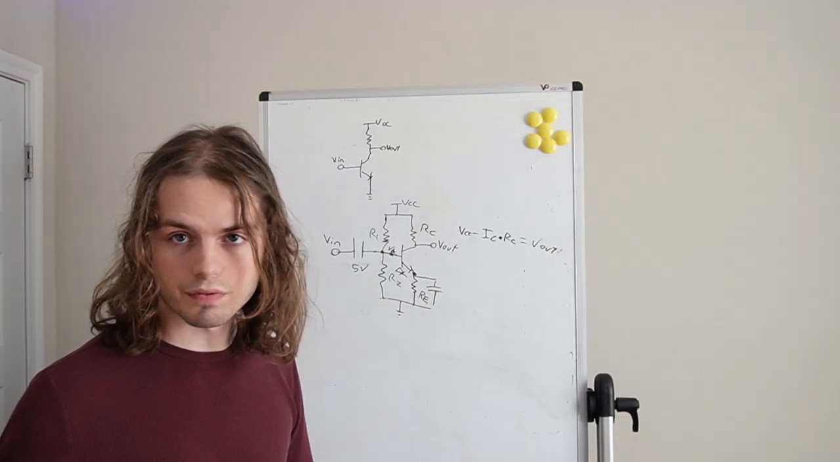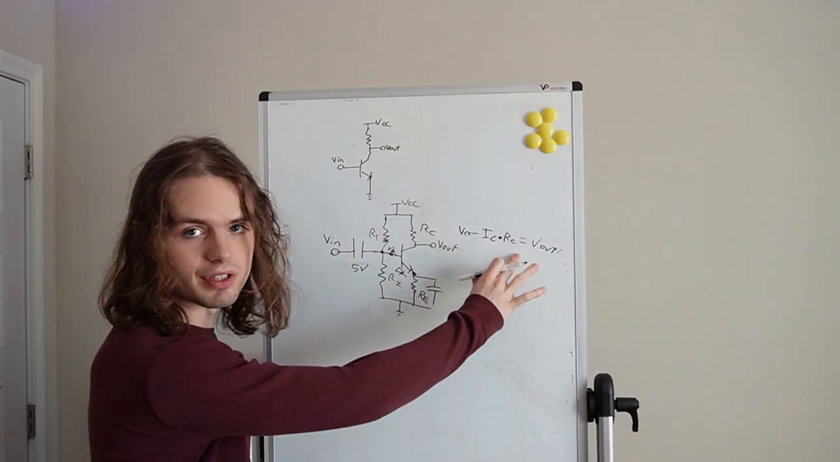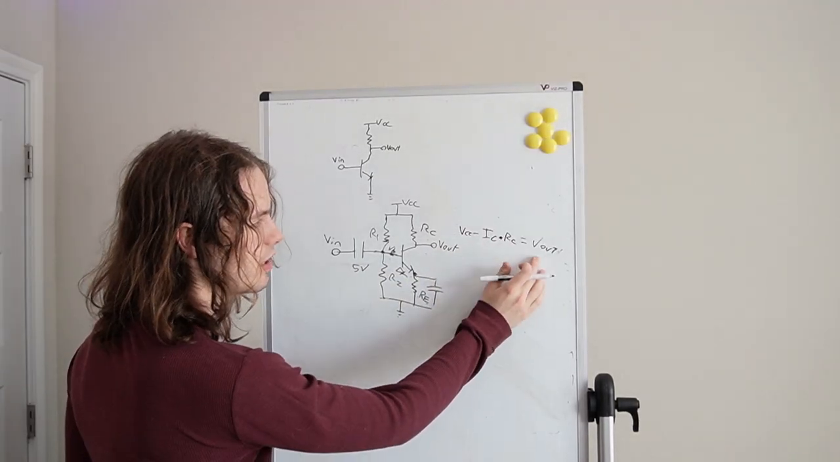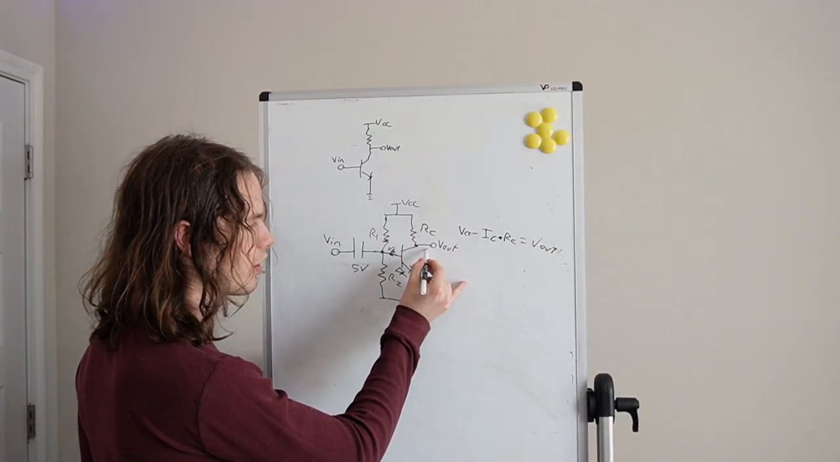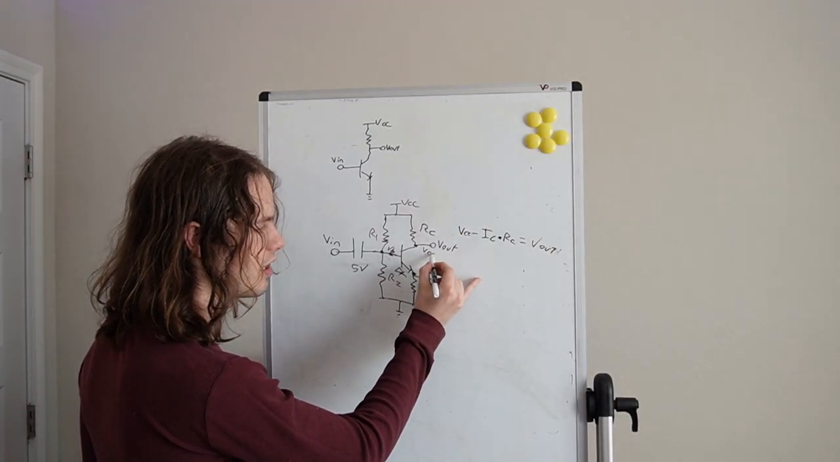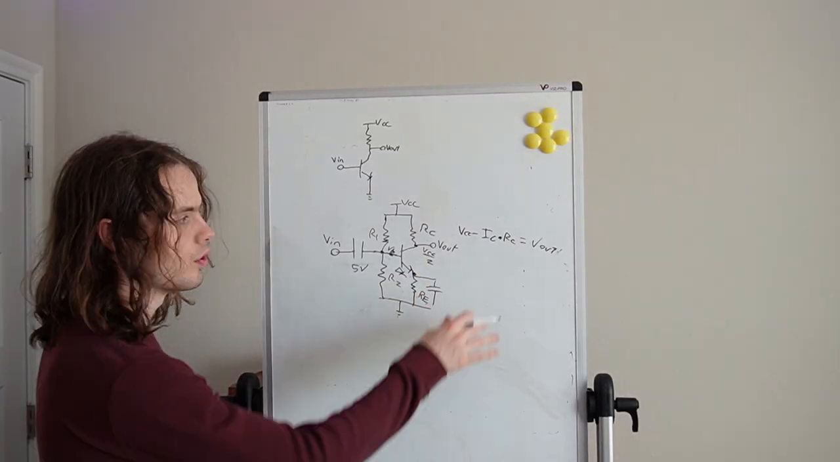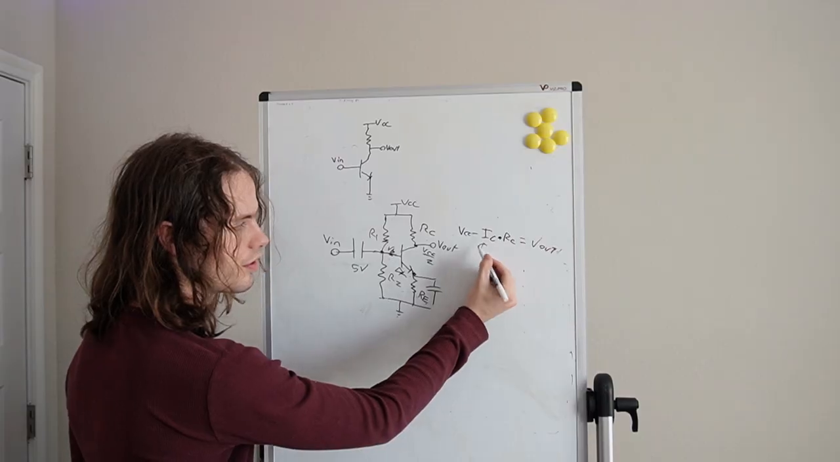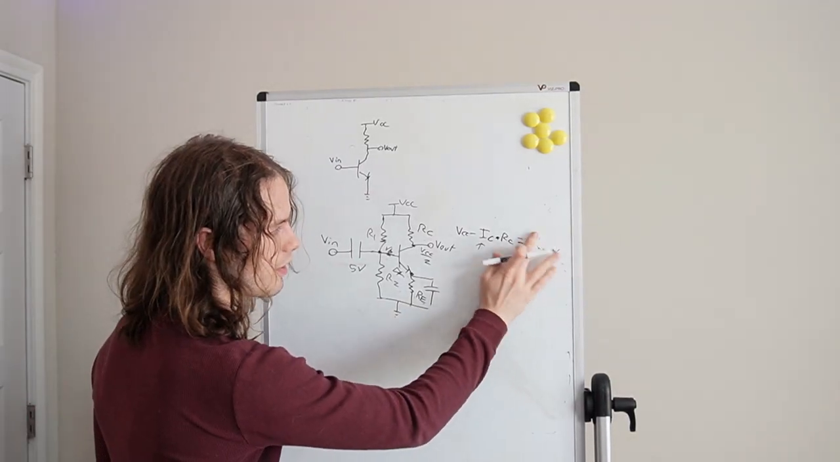I also said it was for the DC midpoint, and if you only view this in the DC sense and not AC, we can see that we probably want this point here to be around half of VCC. That way it has enough room to fluctuate equally. So then you can choose RC based on your desired IC to set this to be half of VCC.